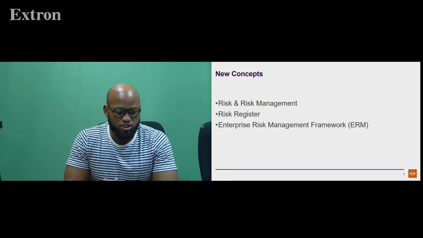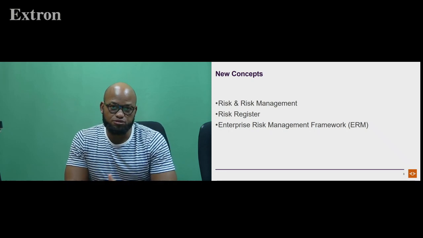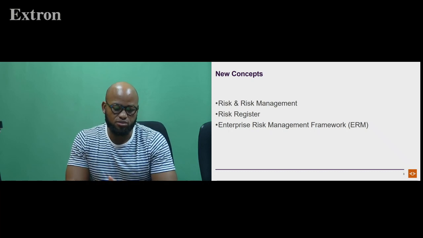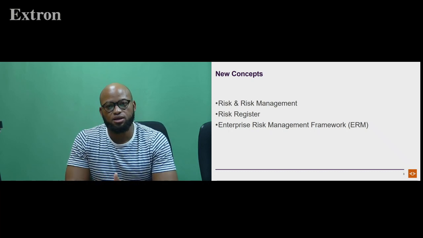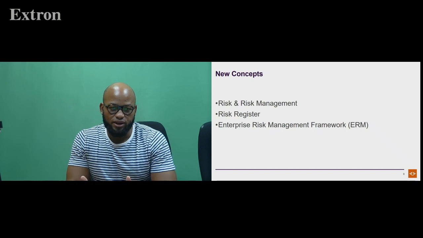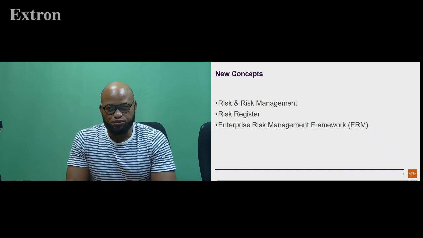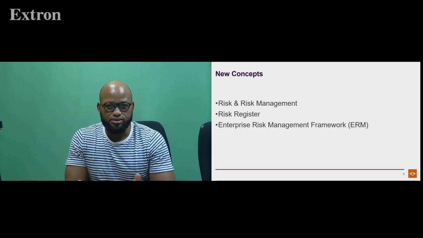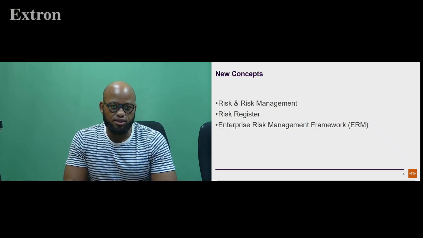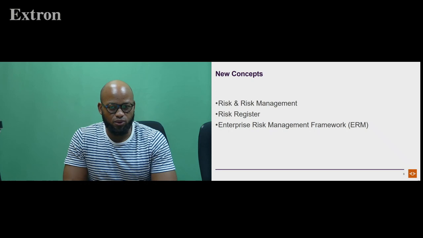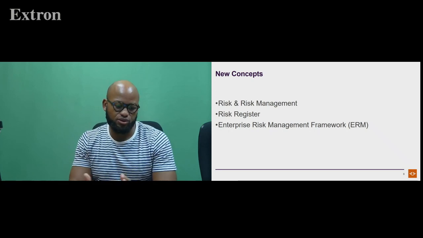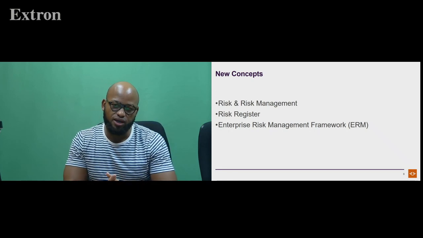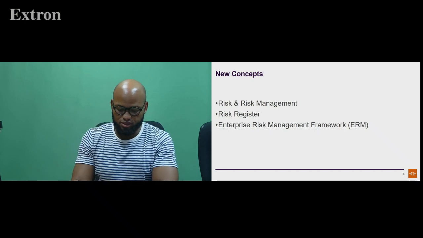Another new concept is the idea of risk management frameworks, particularly enterprise risk management frameworks. Before we carry on with the lecture, it's not a bad idea for you to pause this video, go on to Google, and just Google these words. Try and find out what's on the internet by way of definitions. So what is risk? What is risk management? What's a risk register? And what are enterprise risk management frameworks, if you'd like to.